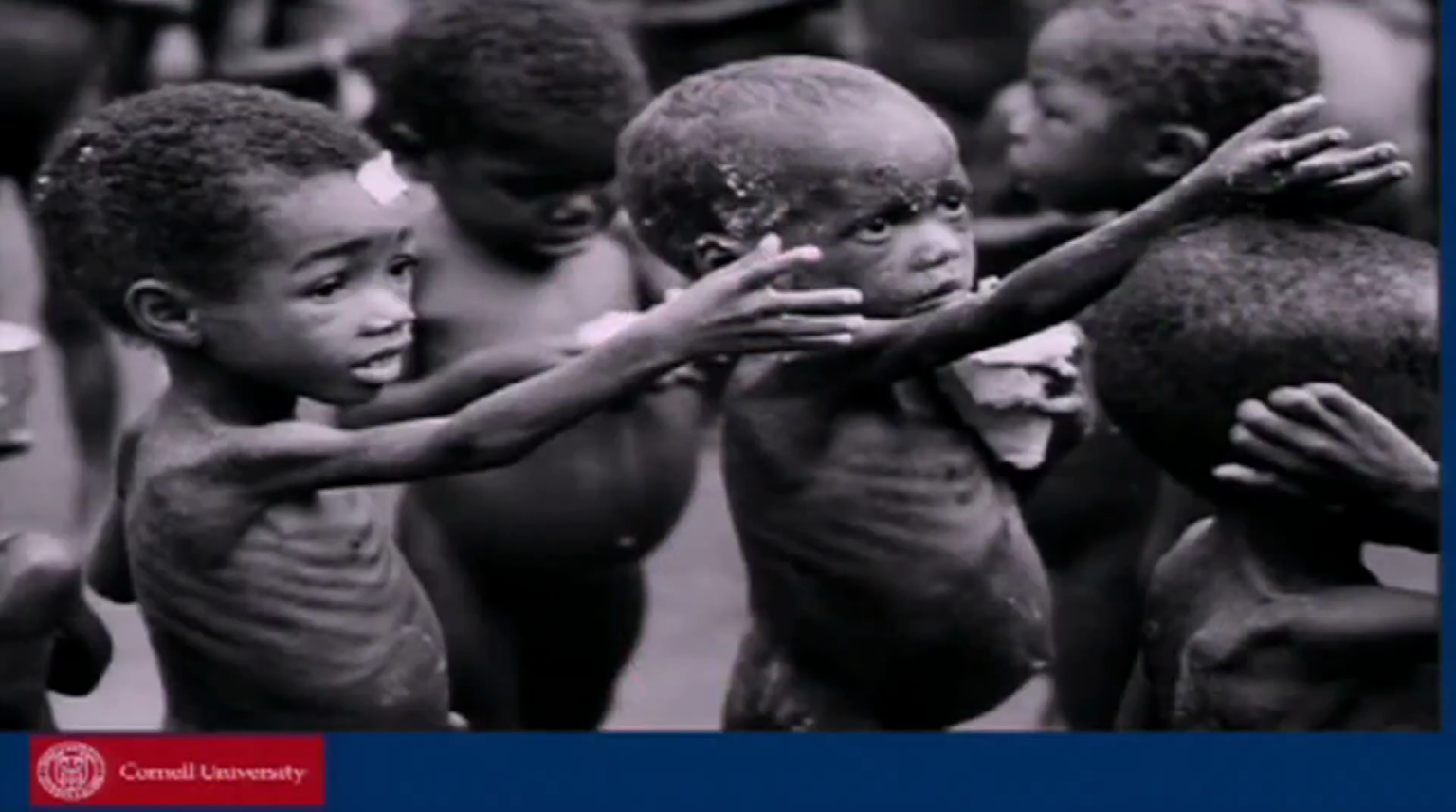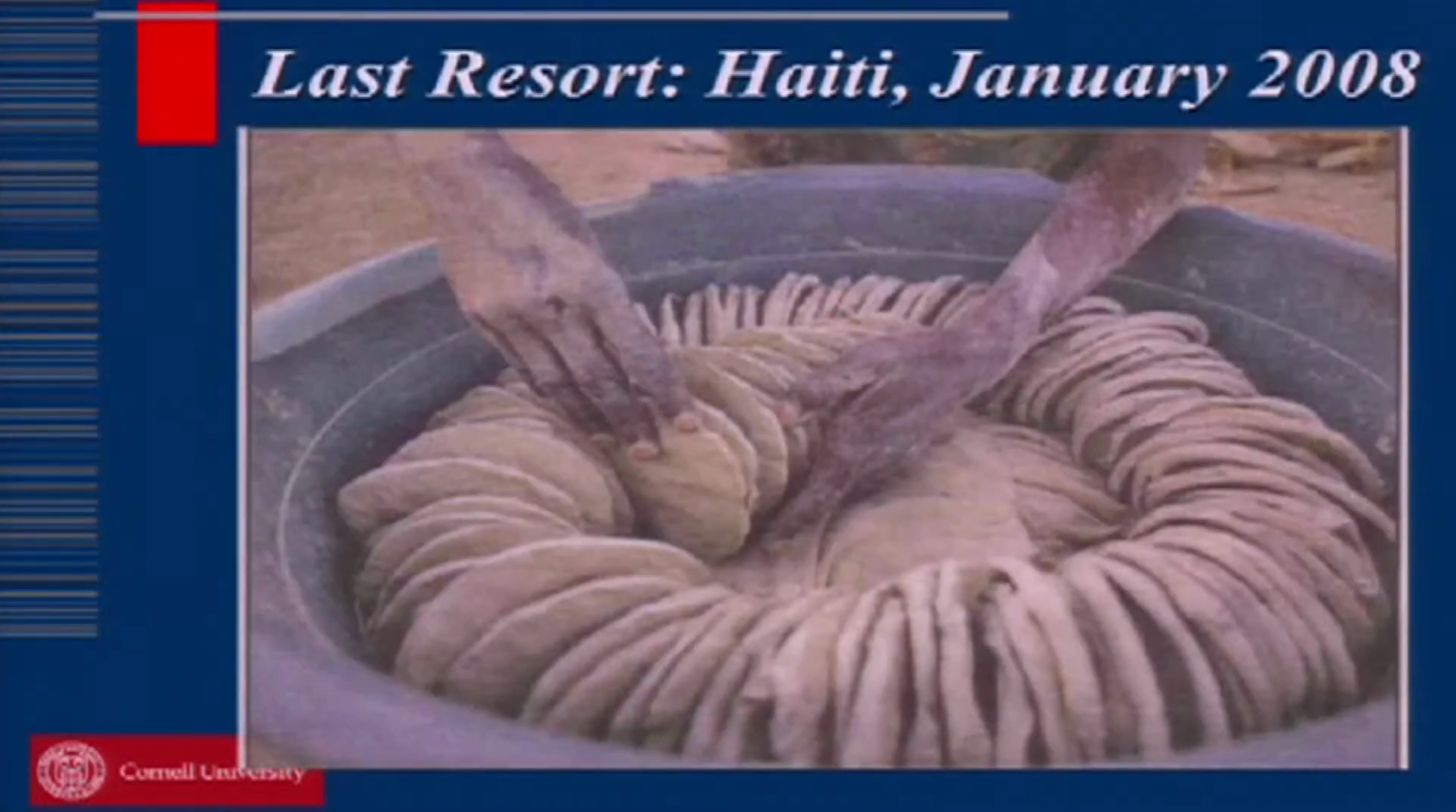So what's the problem? Here's the problem. A very large number of people don't have access to enough food. Whether it's 800 million or it's 1 billion, who knows? But it's a very large number of people who don't have access to food.